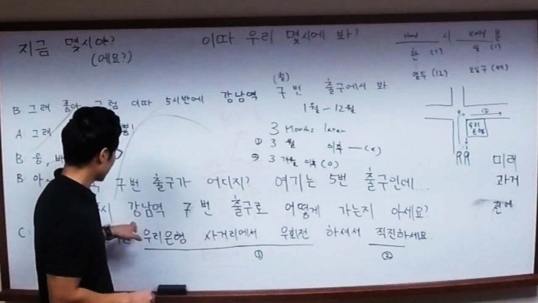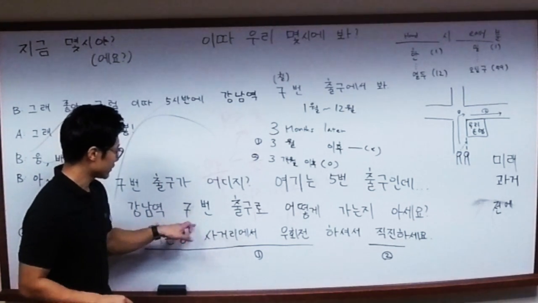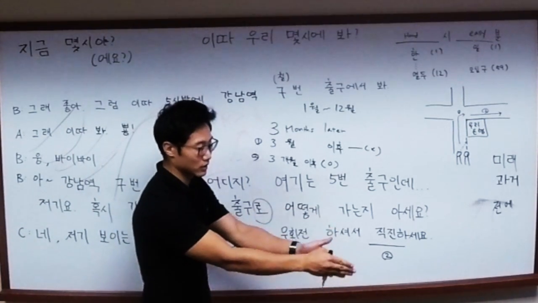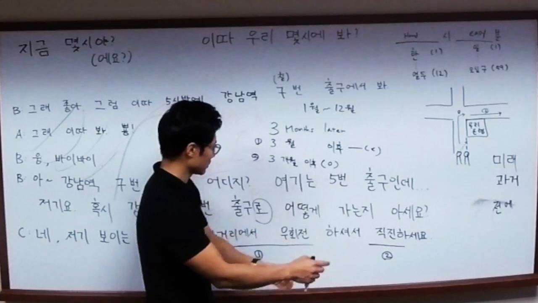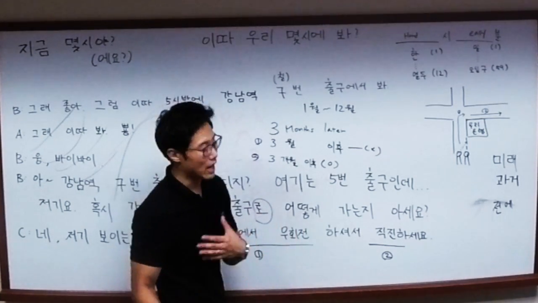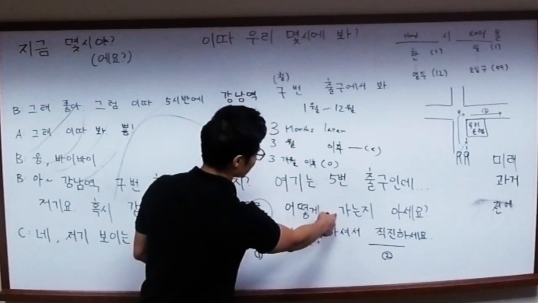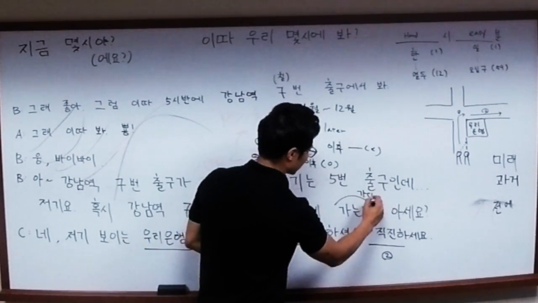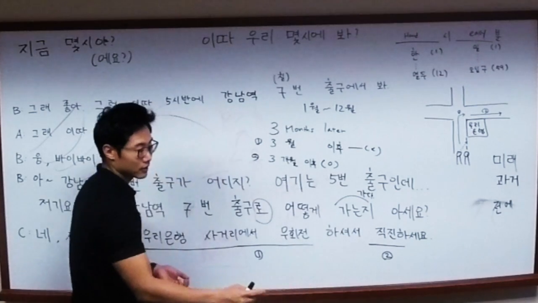혹시 Gangnam Station, number 7, exit. Row is very important. Row is like 2. Okay, 2. 어떻게? How? 가는지 is this infinitive form would be 가다. Let's go, right? 가다.